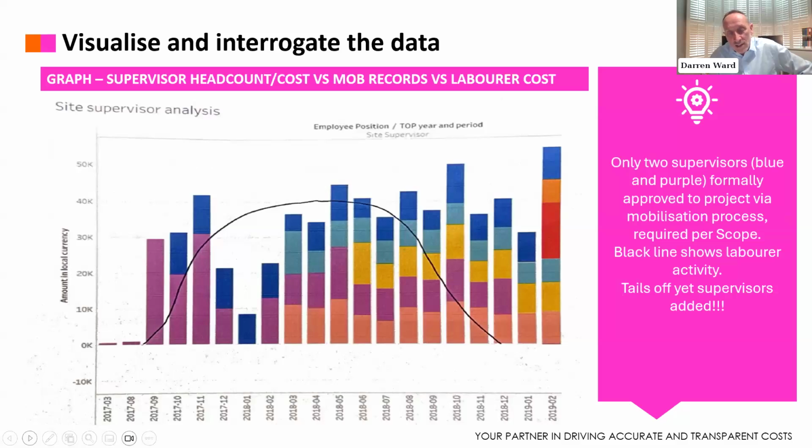So it shows that as the labour costs finish towards the end of the project, we start to see more and more supervisors being added. So the far right column, we've got 6 colours in the column. That is the costs of 6 individual supervisors, of which only 2 have been officially mobilised. So again, patterns of data like this give you areas of things to inspect and challenge.